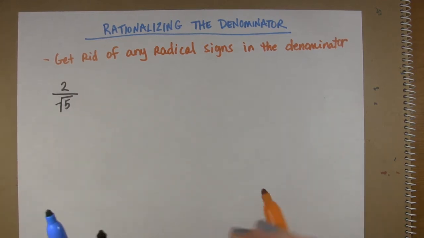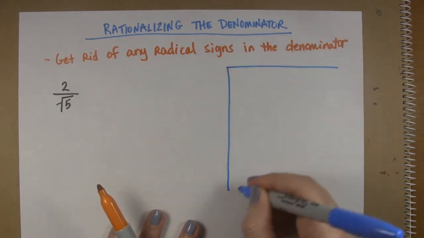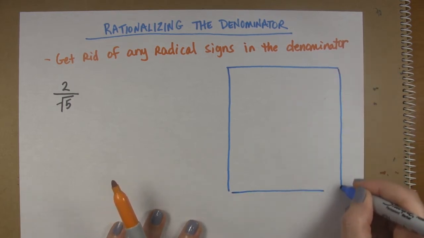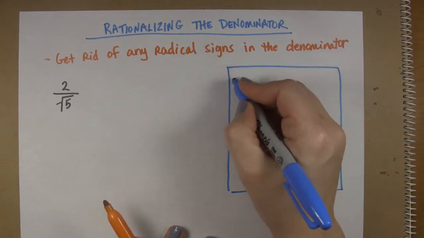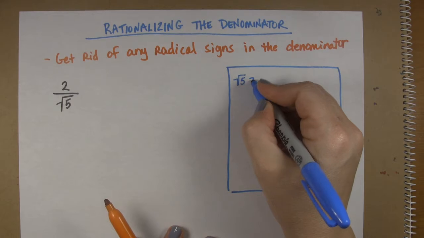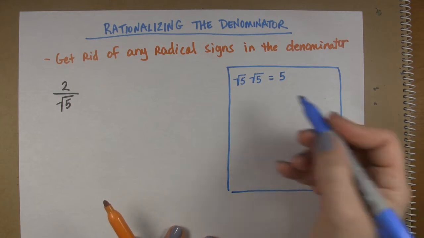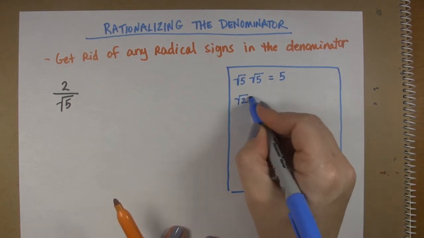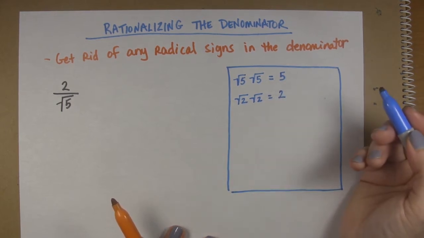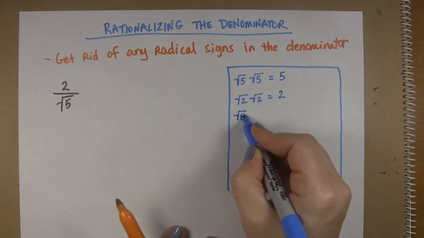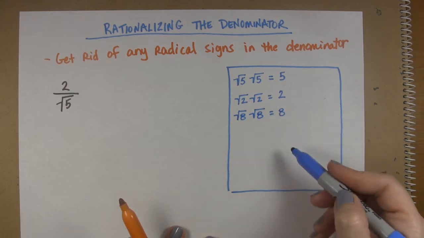Before we go too much further, we're going to do a little short tutorial over here that I think will help you understand why this technique is going to work. So, for instance, what do we get if we multiply radical 5 times radical 5? We get 5. What do we get if we multiply radical 2 times radical 2? We get 2. What do we get if we multiply radical 8 times radical 8? We get 8. Do you see the pattern here?